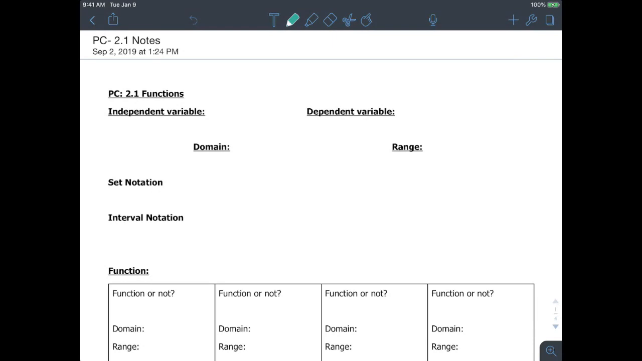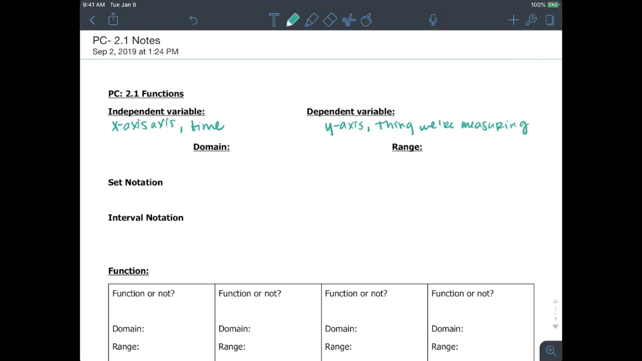So, first off, let's think about independent and dependent variables. Independent variables are the x-axis variable. In basic student budget, remember that is usually the time variable. The dependent variable is the y-axis. It's the thing we're measuring. So again, basic student budget, we are measuring the money.